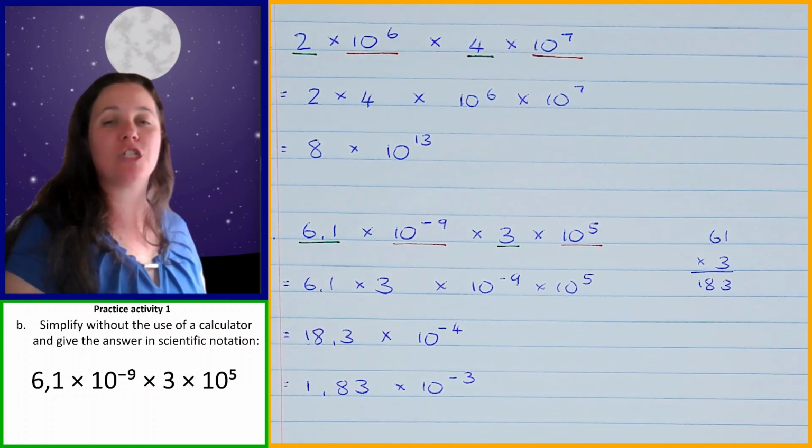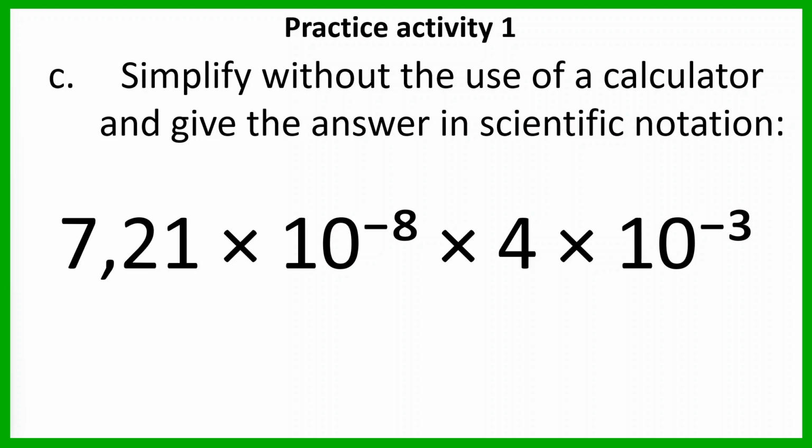Right, let's go on to question C. You've got 7.21 times 10 to the power of negative 8 times 4 times 10 to the power of negative 3. I'm going to give you 1 minute for this one as well.